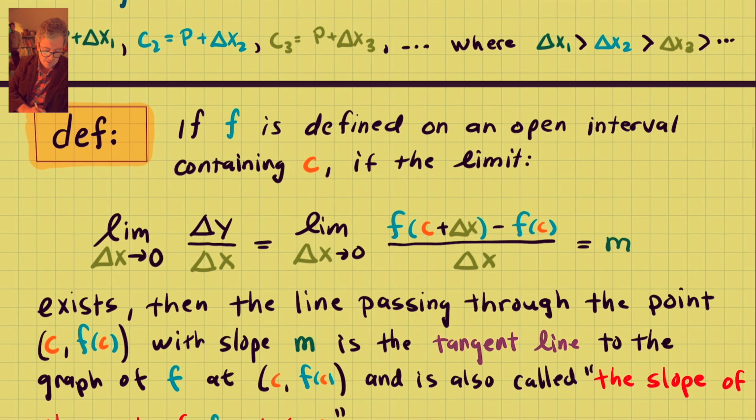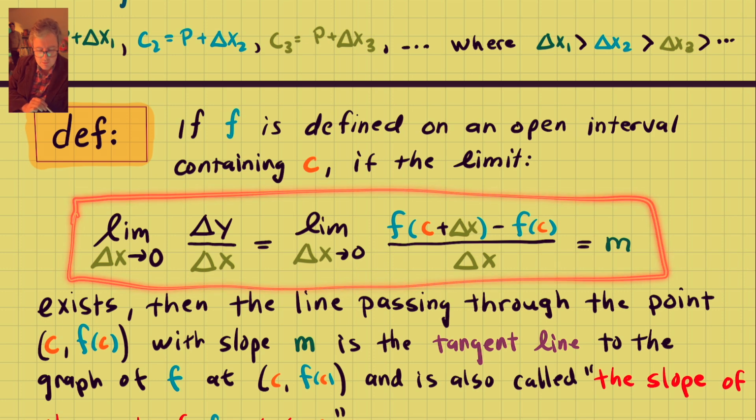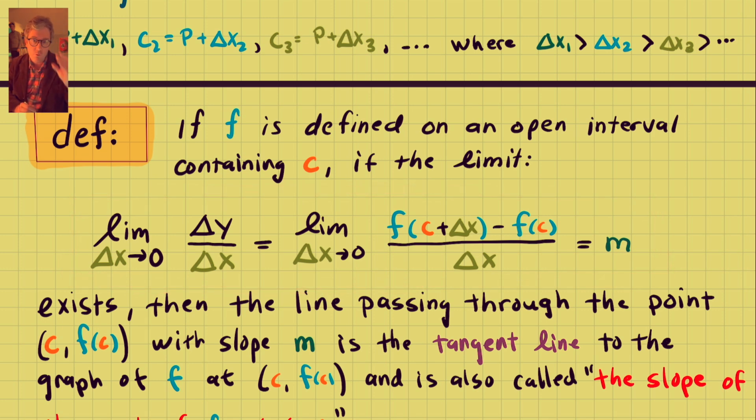Okay, so here's the definition. If f is defined on an open interval containing c, and if the limit, now this is going to be a complicated expression at first, but it's actually pretty straightforward. So take a moment to really look at this, write it down, let's talk it through. The limit as delta x goes to 0 of delta y divided by delta x is equal to the limit as delta x goes to 0.